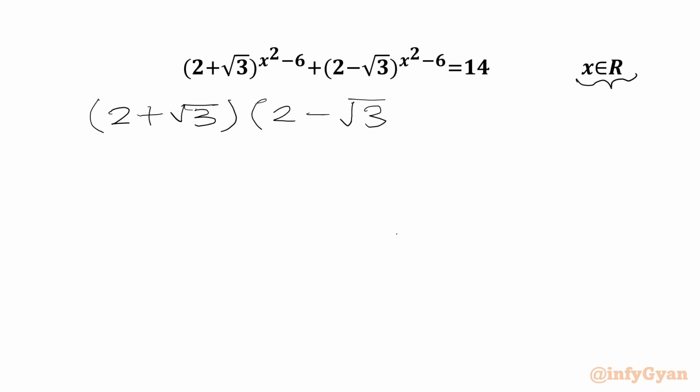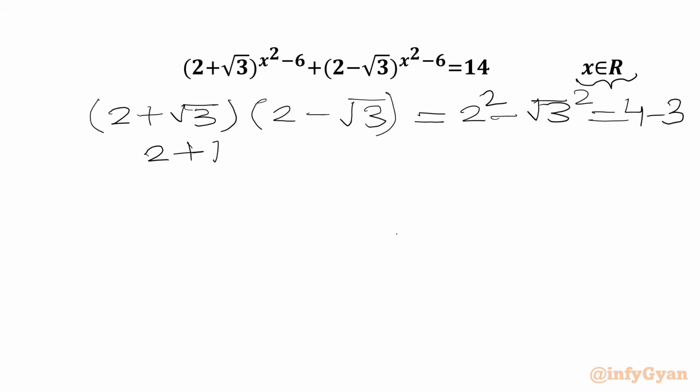A plus b times a minus b, we'll use the difference of two squares identity, and we can write 2 square minus root 3 square, which will be equal to 4 minus 3. So we can write 2 plus square root 3 times 2 minus square root 3 will be equal to 4 minus 3, which is 1.